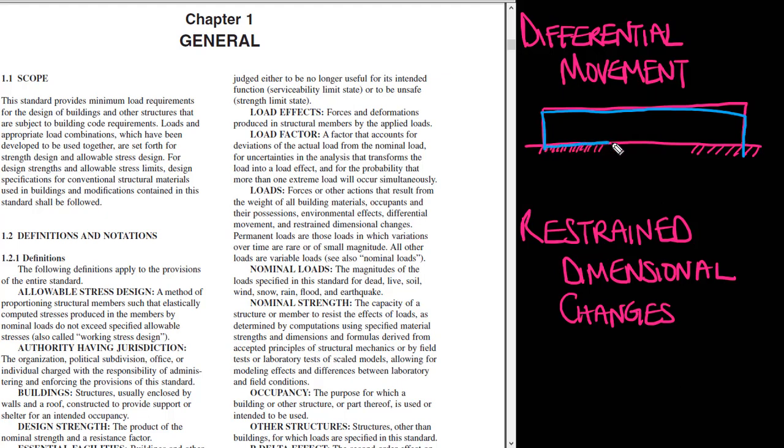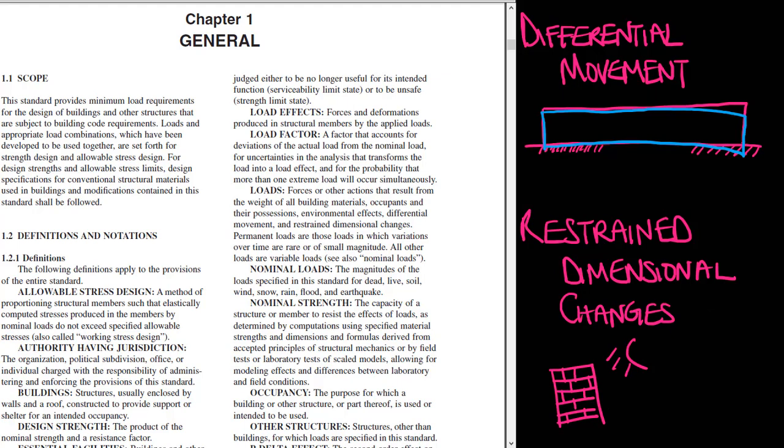And so that's going to cause stresses in the structure of the building. Lastly, we have restrained dimensional changes. What they're referring to here is thermal expansion and contraction. If a brick veneer, for example, is in direct sunlight all day, it's going to heat up to a very high temperature, and it's going to want to expand. Then, later at night, as the brick cools, it's going to shrink.